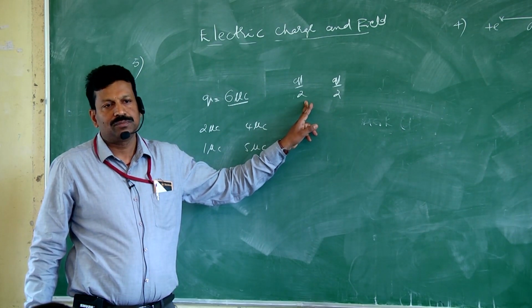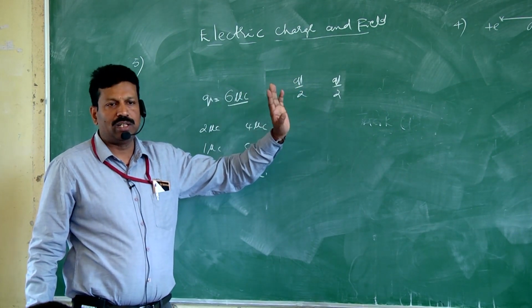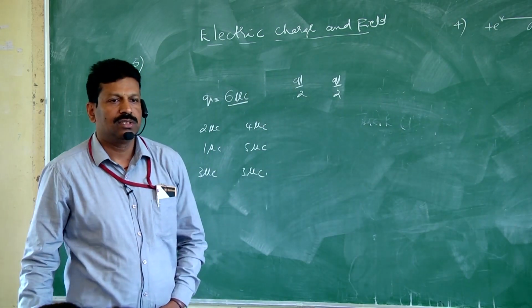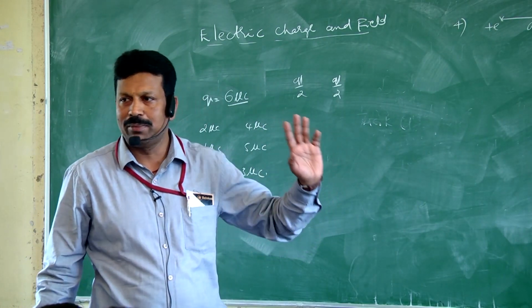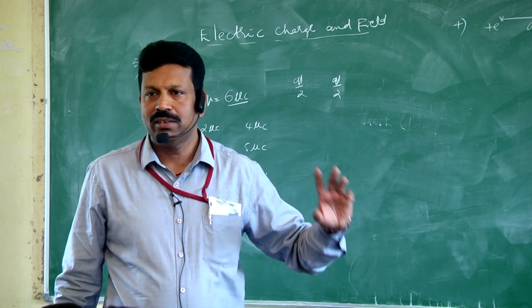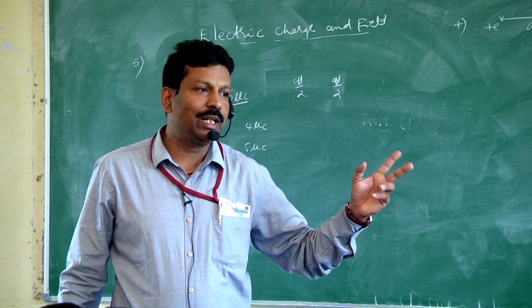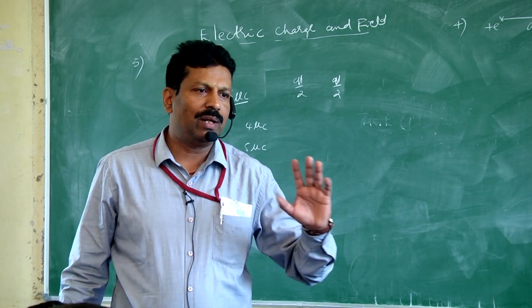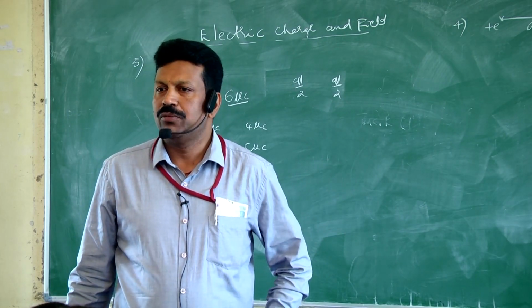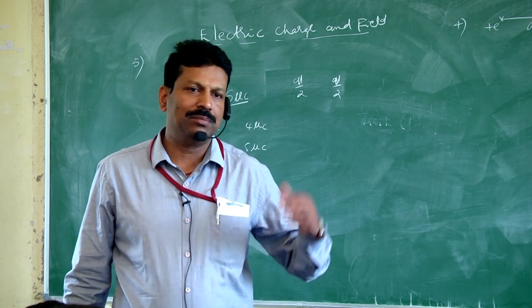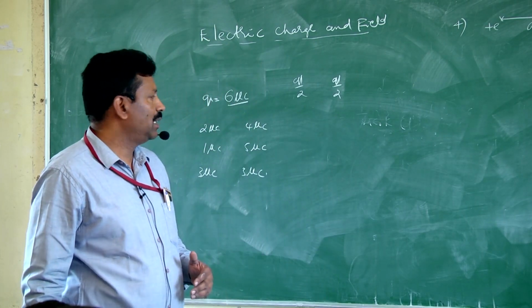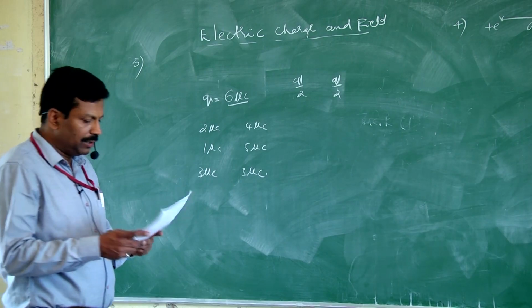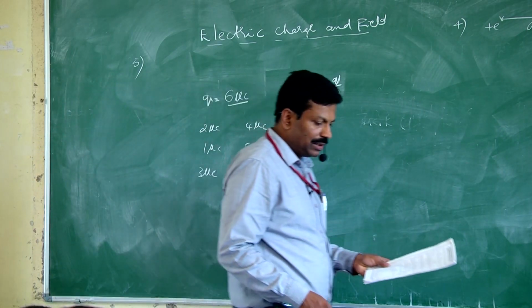Are you clear? Okay. Suppose they don't give Q, and they give any other charge, like 6 microcoulomb, 10 microcoulomb, 15 microcoulomb, then you divide it equally. They have not given the distance, right? So when is the force maximum? Whatever the given charge, when you divide it exactly in half, the force between them is maximum. So the answer here is Q by 2. Each is Q by 2.